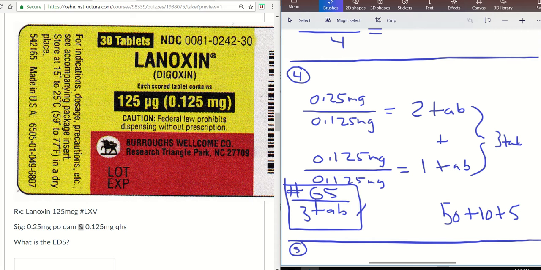So right there, you switched them to milligrams, huh? Well, here the order's already in milligrams, and on the label it tells you either use mics or milligrams. So I'm just going to use the milligrams. Don't have to do any converting.